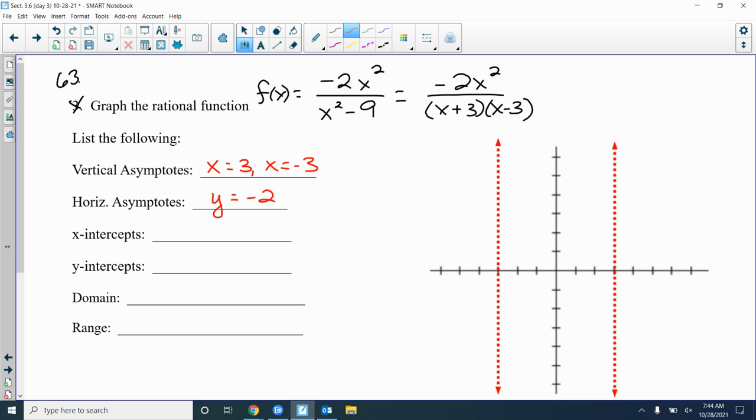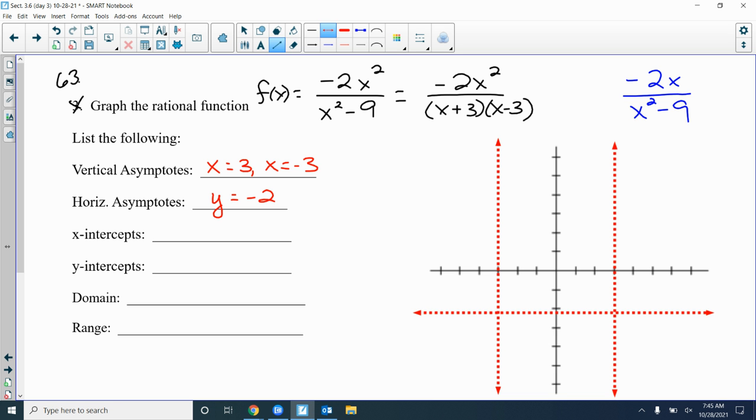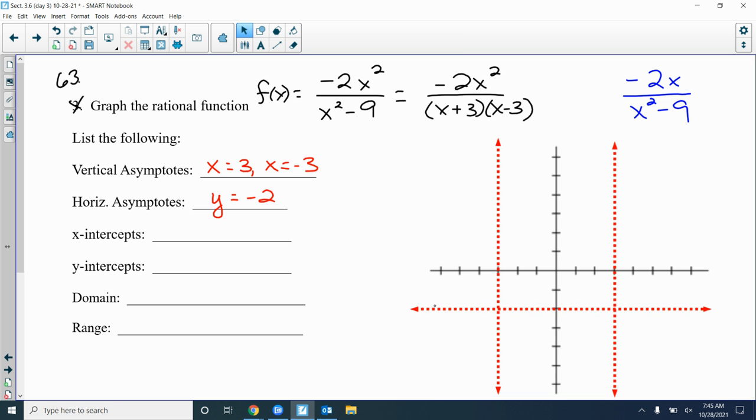When is it 0? Luke? When the denominator has a larger degree. That is correct. So if it was negative 2x over x squared minus 9, smaller degree here, larger degree here, the horizontal asymptote would be 0. But we got a horizontal asymptote of negative 2. So we'll draw that.